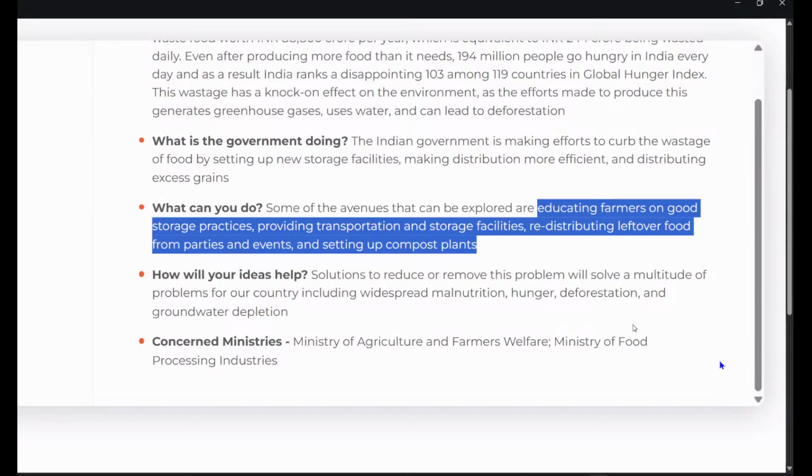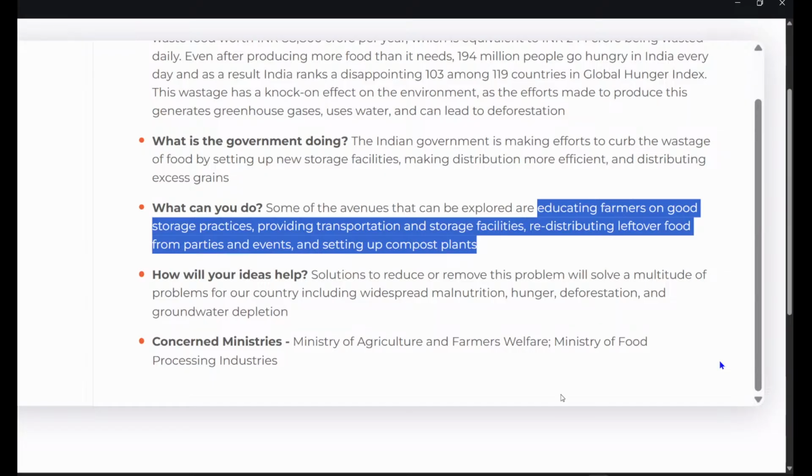We can redistribute leftover food. I strongly believe that the Robin Hood Army and a lot of other NGOs are doing this, but we can still do better. We can build an app or website where we can do the same. So these are all the opportunities, all the ideas that we can get right from here itself. We don't need to go anywhere.